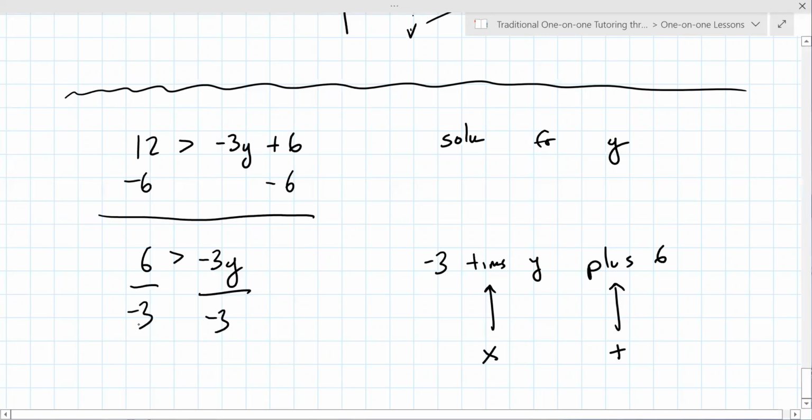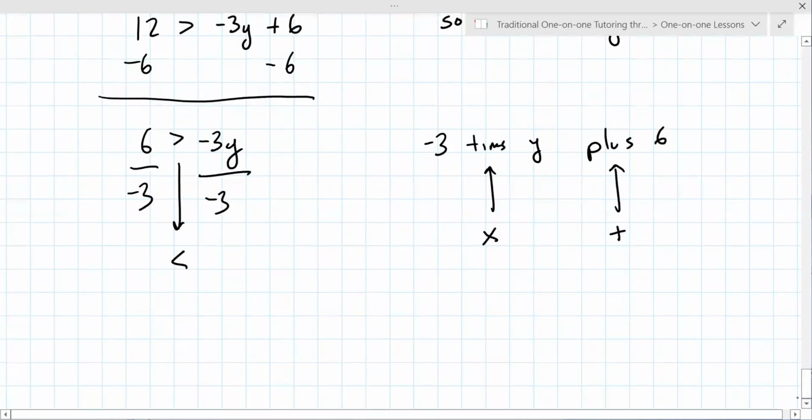Now, what does that do to the inequality? Flips it. So it becomes the other direction. All right. What is 6 divided by negative 3? Negative 2. Good. Now, in terms of this inequality, we really want the variable on the left. Can you rewrite this for me? Yeah, it'd be y is greater than -2.